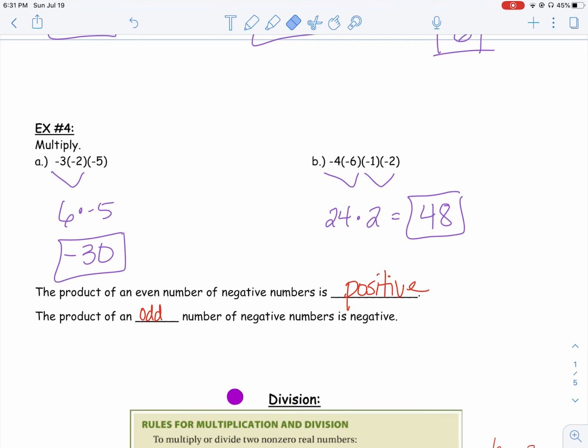You might have noticed that any time I multiply an even amount of negative numbers together, my answer is always positive, because groups of 2 end up multiplying to give me positive. And so I know anytime I have an even number of negative numbers being multiplied, my answer is going to be positive.